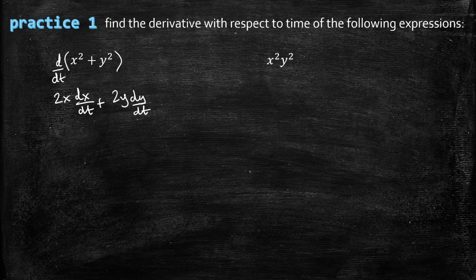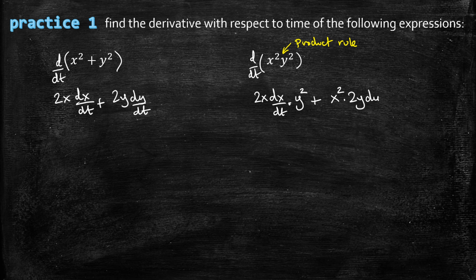But what if we multiply x squared and y squared? We have to realize that we do actually have a product here, so we have to apply the product rule. So the derivative with respect to time: the derivative of the first quantity, x squared, would be 2x dx by dt. But don't forget to multiply it by the other component, y squared, and vice versa, 2y dy by dt. This should be kind of second nature now, but good to have the specific practice.